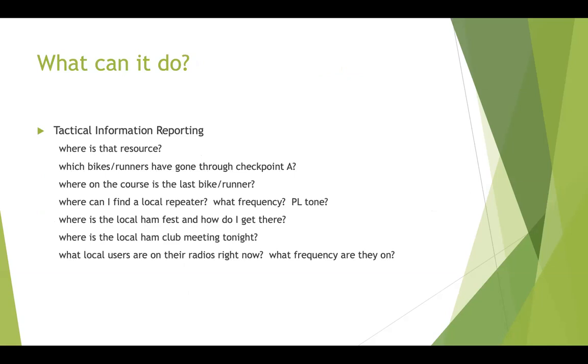Tactical information reporting. So things like, where is that resource? I'm on a bike race and I need to know where the SAG vehicle is that has my extra tires in it for the bike mechanic, right? I can look at my tactical information display and see exactly how far away from me he is, where he's at. What bikes or runners have gone through a particular checkpoint, it can track that information too. If I have somebody sitting at that checkpoint punching in the bib numbers of the bikes or runners as they go through, that information can be captured and known throughout the course without having to report it verbally over the air.